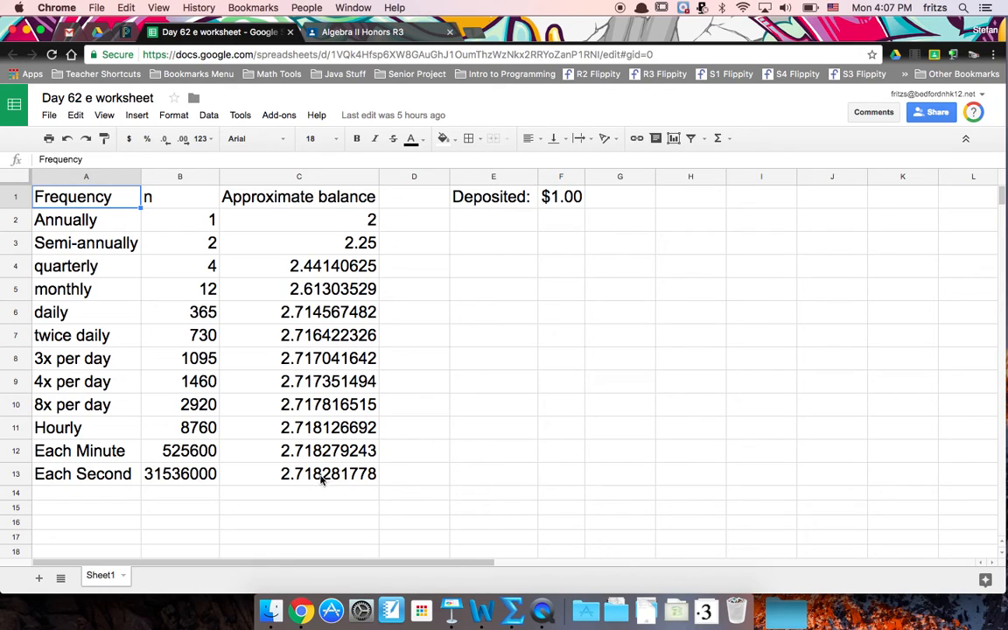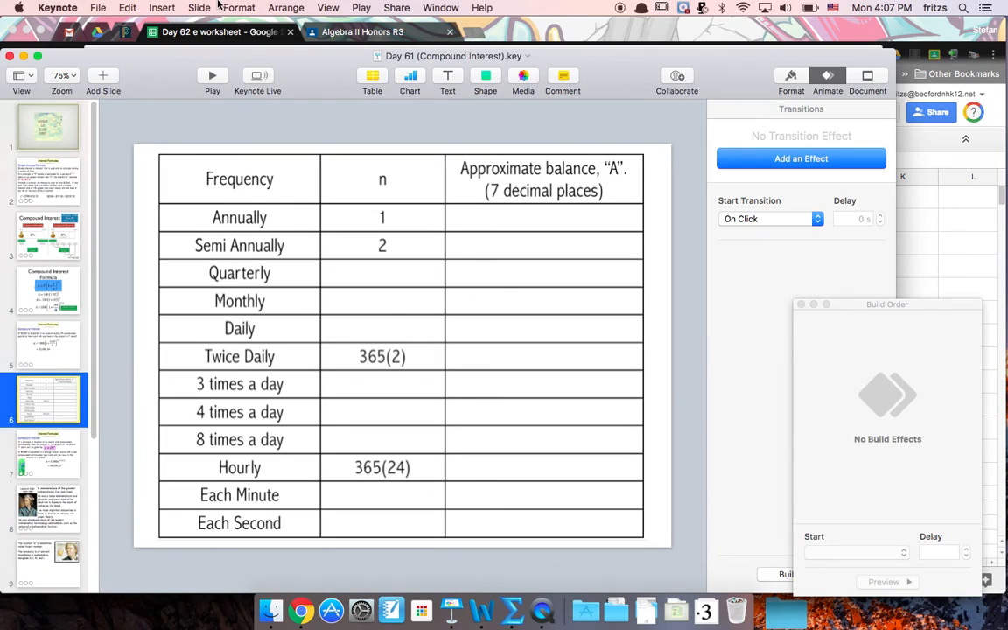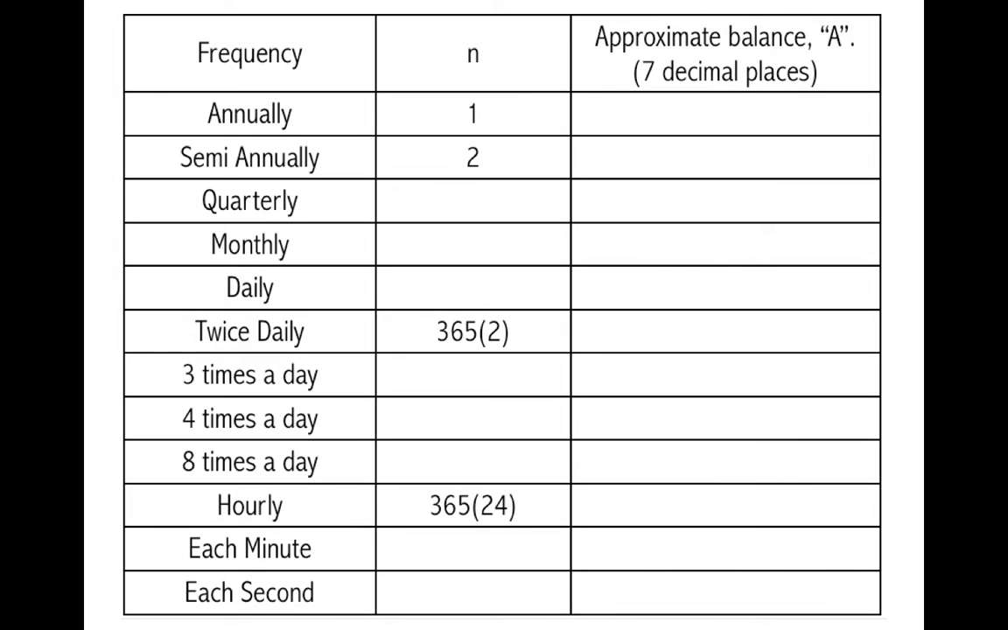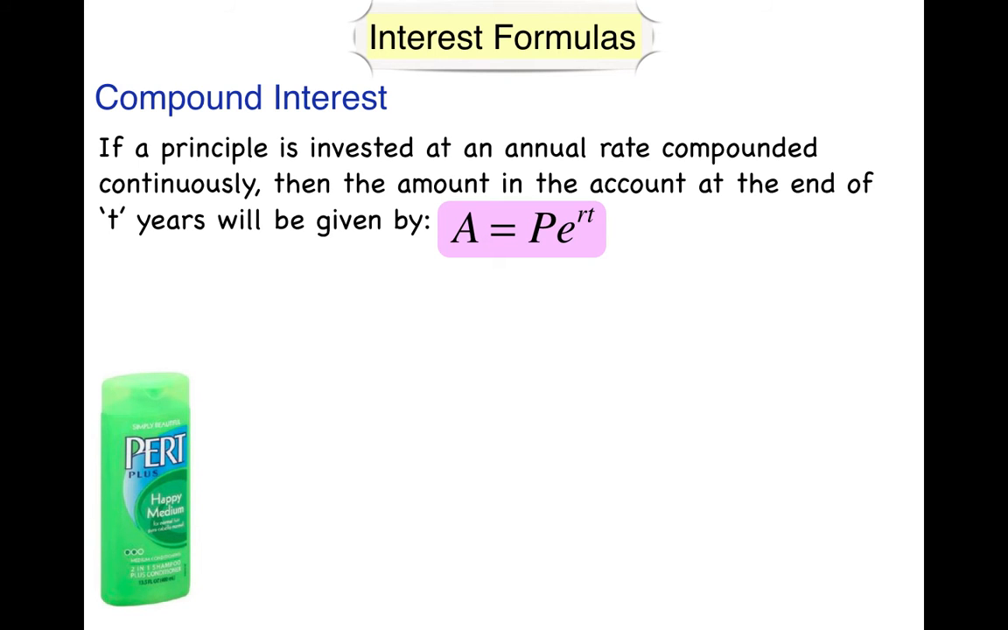So really the most that you can get from any sort of regular 100% interest rate, no matter how many times it's compounded, is about 2.7182, or $2.72. And this number is actually really significant. This number is called the number e. And this is kind of like pi. It's one of those fancy irrational numbers that has a lot of mathematical significance. And this number is really important because it helps us calculate what continuous compound interest is.